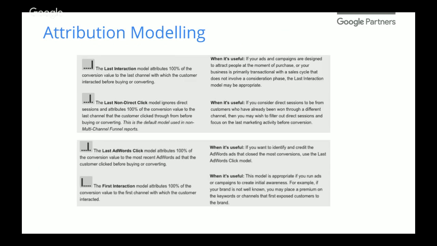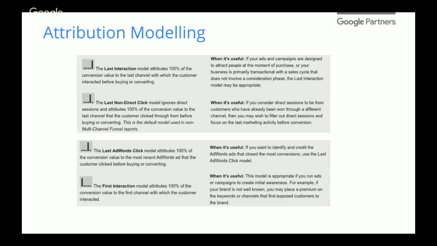So there are several of these. Let's just take a walk through them. The last interaction model attributes 100% of the conversion value to the last channel with which the customer interacted before buying or converting. This is useful if your ads and campaigns are just designed to attract people at the moment of purchase, or your business is primarily transactional with a sales cycle that does not involve lots of research.